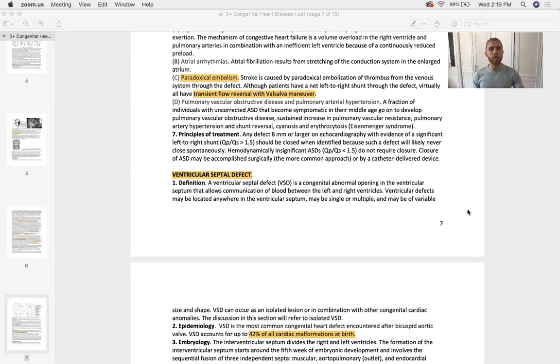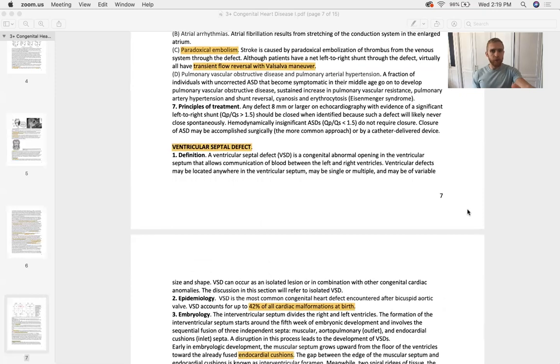If they're small, you don't have to operate on them. If they're large, you need to operate on them. And small versus large is measured by the pulmonic flow versus systemic flow. And it can also be characterized by echocardiogram. Let's get on to the ventricular septal defects.